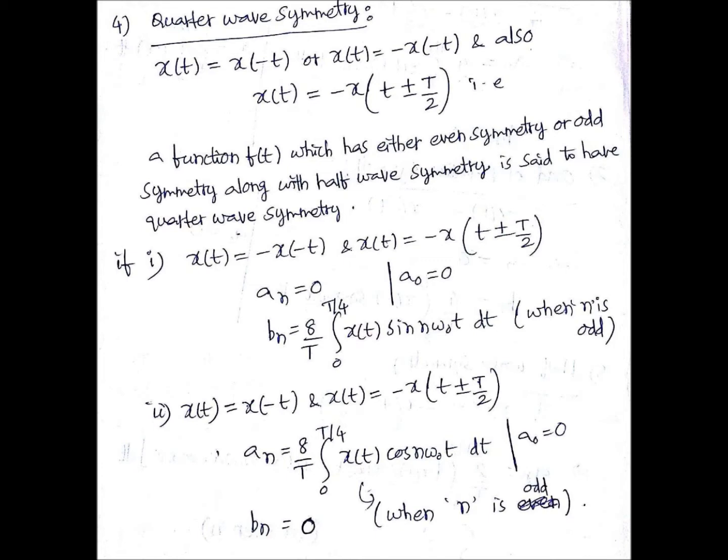If it is even plus half wave, which also comes under quarter wave symmetry, in this case you are going to have an values, and that too only when n is odd. a naught is 0 because 0 is an even number, and bn is 0 completely for even symmetry. That's it. Very simple. You just note down all these and analyze once.